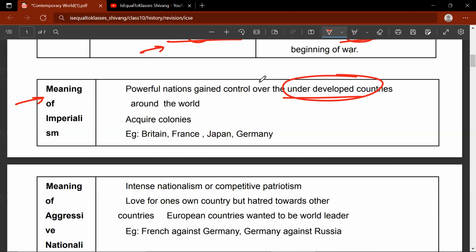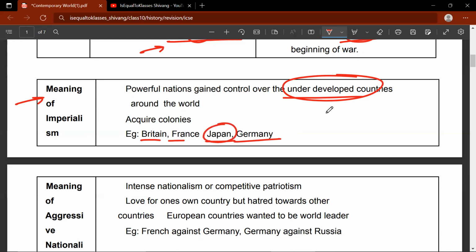In some cases, they were not weak, but they were not united. So it eventually led to the collapse of the united Indian Empire under the hands of British colonial rule. Powerful nations gain control over underdeveloped countries around the world and acquire colonies. Examples: Britain, France, Japan, and Germany. So these were the colonial powers.